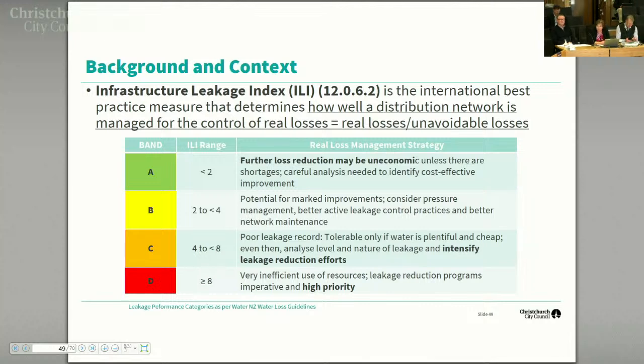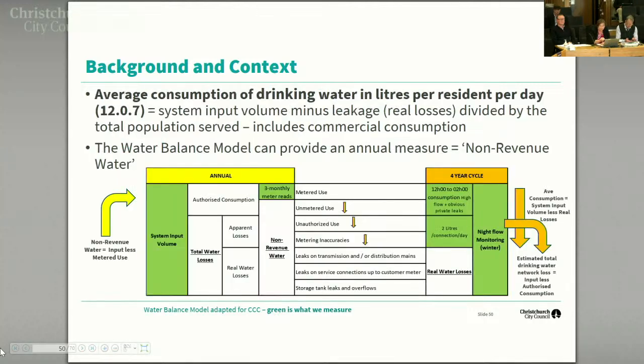For between 2 and 4, there's opportunity to improve, but the improvements in that case would be related to things like pressure management and maintenance procedures. Where if it's less than 2, then it really does become uneconomical to do any further leak reduction. Our average consumption indicator is calculated by taking our system input volume less the real losses and dividing that by the total population served. It therefore includes commercial consumption and is not really a good measure for water use efficiency.